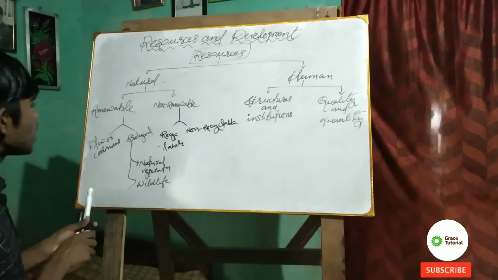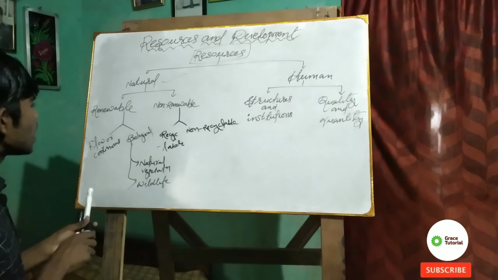The biotic resources are those resources which are obtained from the biosphere. You know, coal and petroleum may also be considered as biotic resources. Why? Because they are formed by the decaying of life forms.